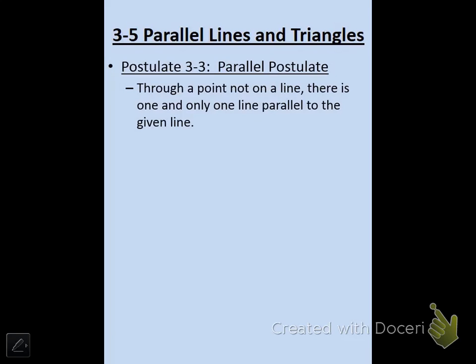So for this we're going to be doing parallel lines and triangles. So the parallel postulate: through a point not on a line, there's one and only one line parallel to that given line. So if we look at this, there is only one point on a line that's going to have only one other parallel line with it.